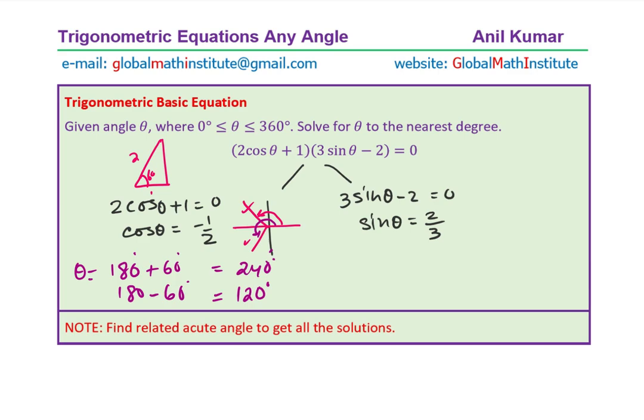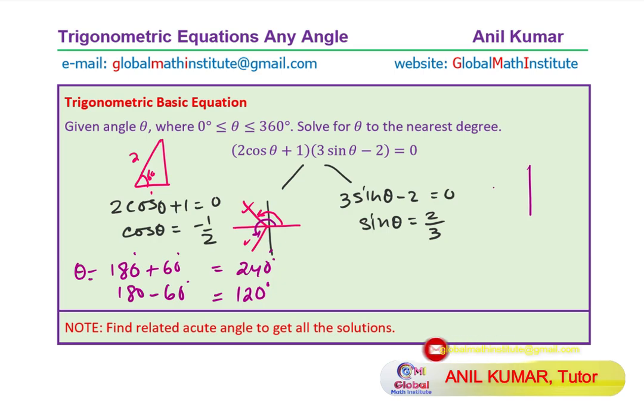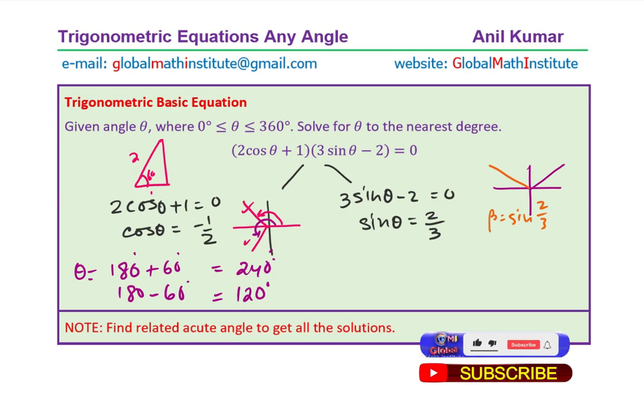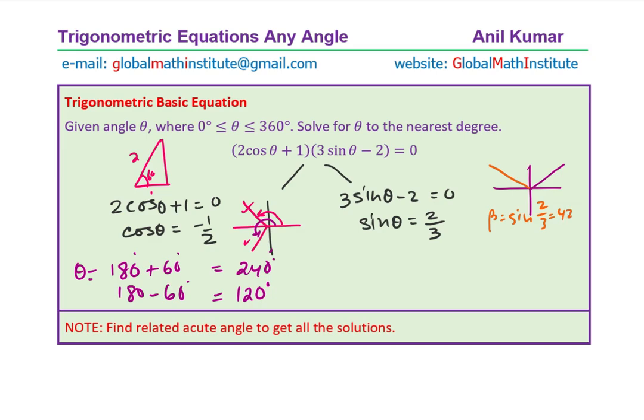And from the other factor, we have to find the related acute angle beta, right? So we're looking for positive values of sine. That means the solution will lie in quadrant 2 and 1, right? So here, let's find beta. We have beta equals sine inverse of 2 over 3. So let's do it. Shift sine inverse 2 divided by 3, bracket close, equals 41.8. So I'm writing this as 42 degrees.